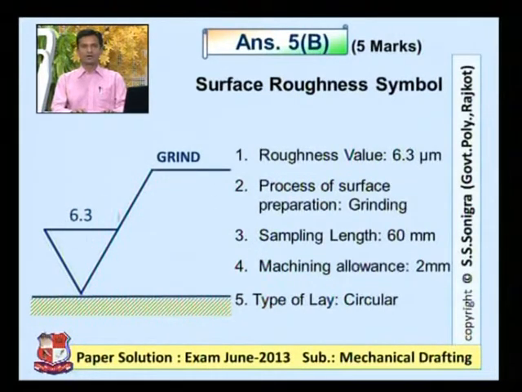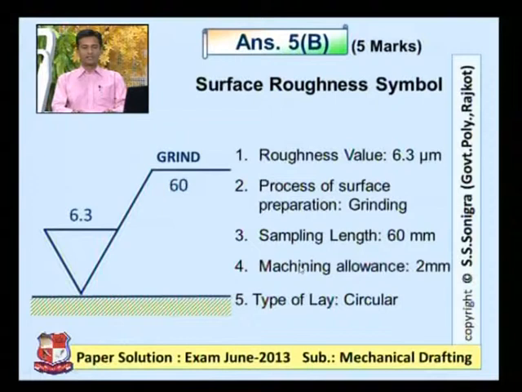Above this triangle, write surface roughness value in terms of micron. Here just write grind, G-R-I-N-D. If the preparation of surface is milling operation, then write M-I-L-L, mill only. If it is turning, write turn only. Now third one is sampling length, that is 60 millimeter. So that is to be written like this. Before this grind, write 60, and this parameter is to be inserted in terms of millimeter. So no need to write mm over here.